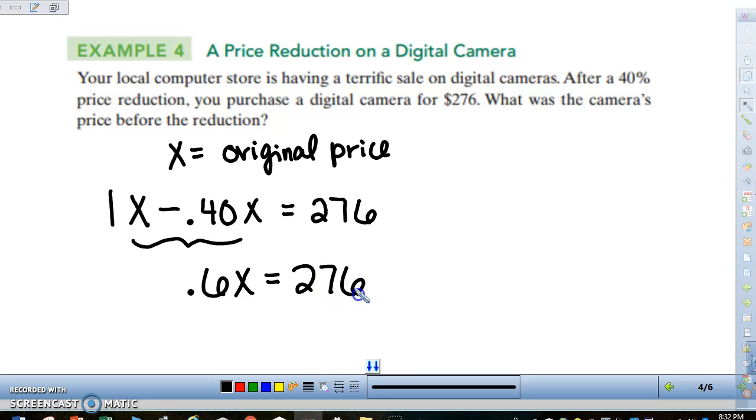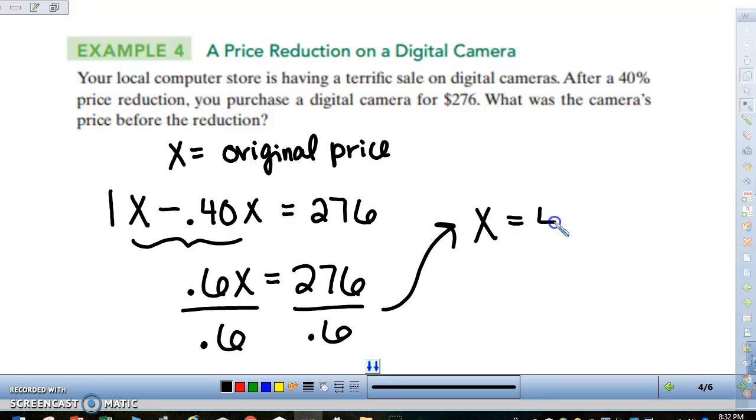Another way to think about this line of the equation that makes sense is that 40% off is the same thing as paying 60% of the original price. So we could have actually just started here and said, well, if it's 40% off, we're paying 60%. So let's figure out what 60% of the original price is. That's equaling 276. So all we need to do here is divide both sides by 0.6.